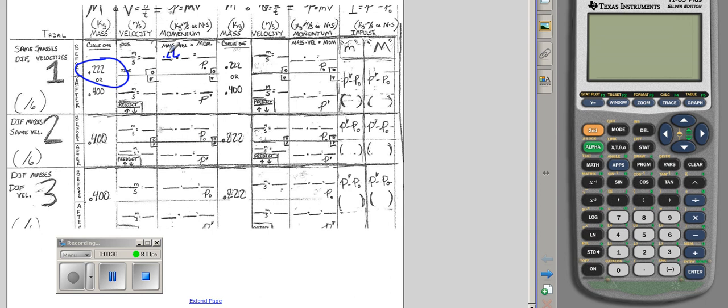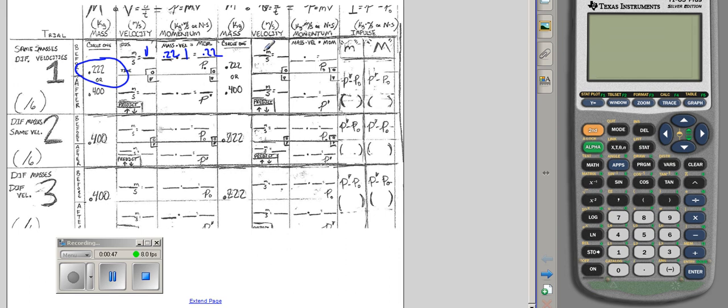And then maybe we do the experiment and we come up with a velocity of, let's just keep it easy, let's just say 1. And then afterwards we would put a 1 over here and we get a momentum of 0.22.